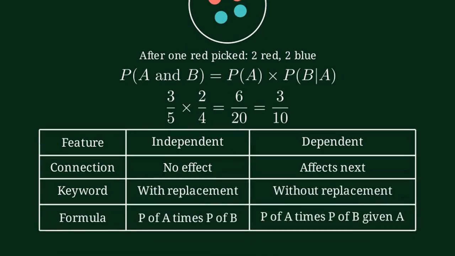Here is a quick summary. Independent events: one does not affect the other, usually with replacement. Dependent events: the first event changes the next, usually without replacement.